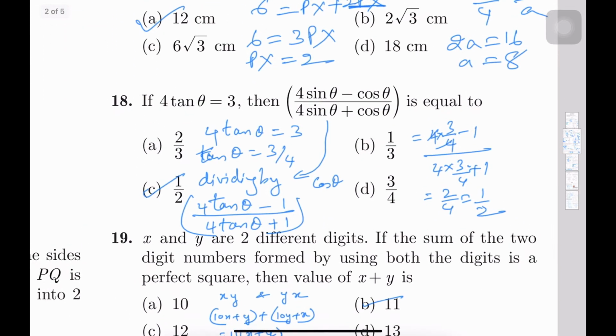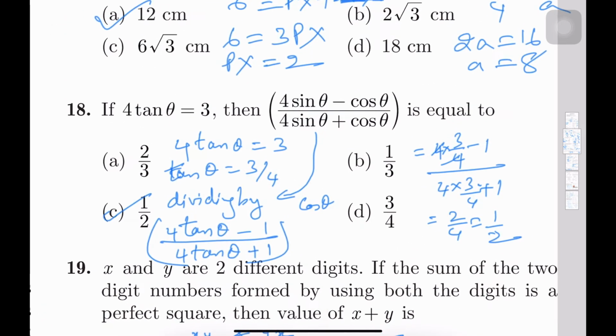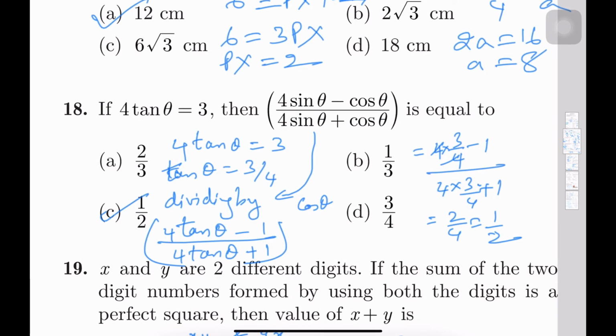Now going into the 18th one: if 4 tan theta is equal to 3, then (4 sin theta minus cos theta) by (4 sin theta plus cos theta) is equal to. Now 4 tan theta is equal to 3, so tan theta is equal to 3 by 4. Now we divide the whole expression by cos theta, and we get (4 tan theta minus 1) by (4 tan theta plus 1).